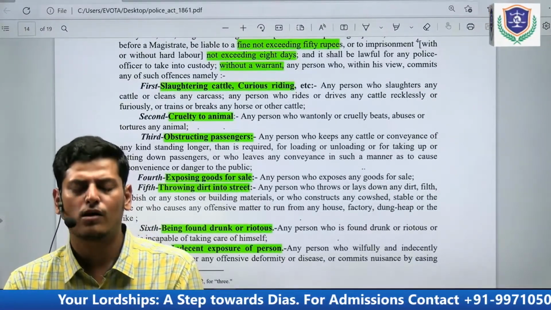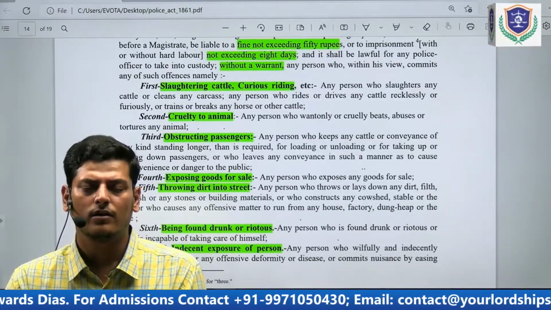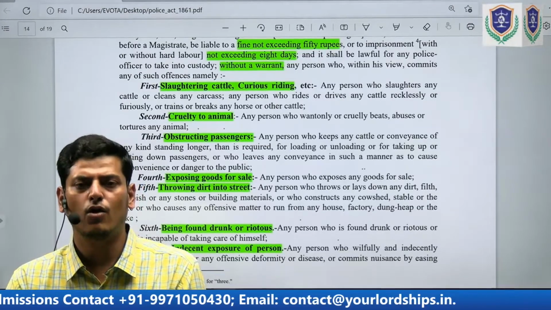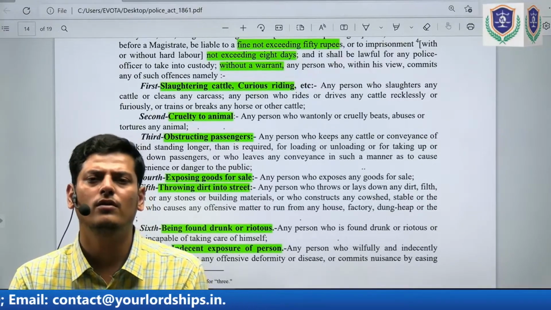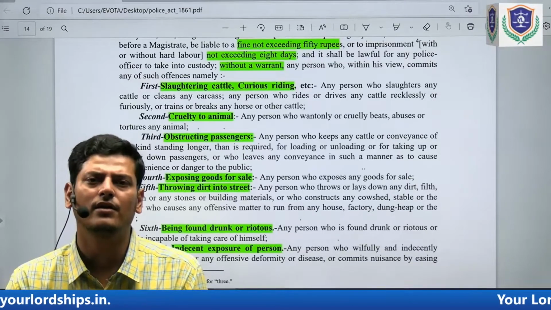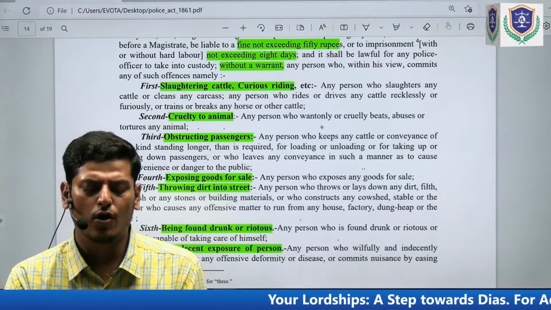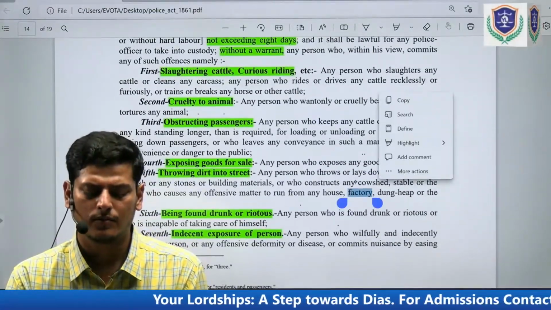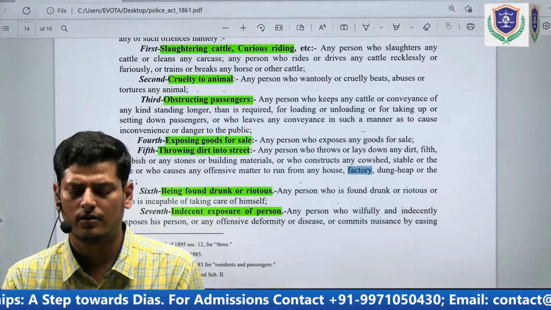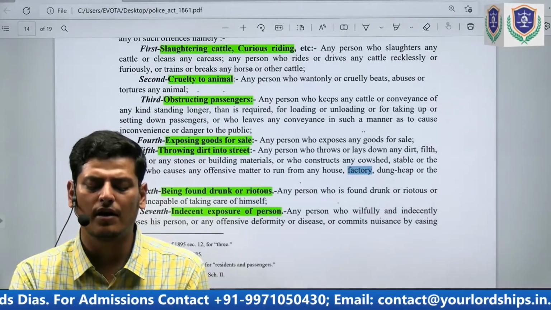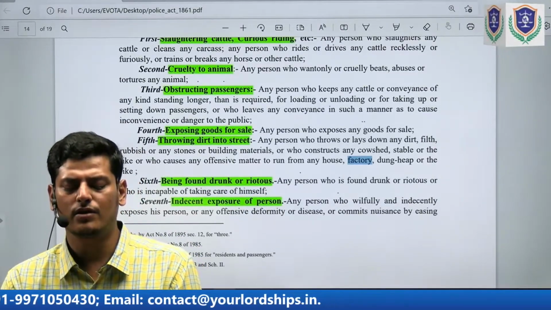What are these offenses? Slaughtering cattle. Cattle की definition आपने देखा था. Horse भी include होता है. Curiously horse को चलाना, ये भी है. Slaughter करना, कोई भी cattle को, horned cattle हो, horse, sheep, mule, जो definition आपने देखी थी, everything is included which is given in the interpretation clause. Any person who slaughters any cattle, cleans any carcass, any person who rides or drives any cattle recklessly, horse को चला रहे हैं सड़क पे, और furiously, and trains and breaks any horse or other cattle, एक offense हो गया. Cruelty to animal, obstructing the passenger.